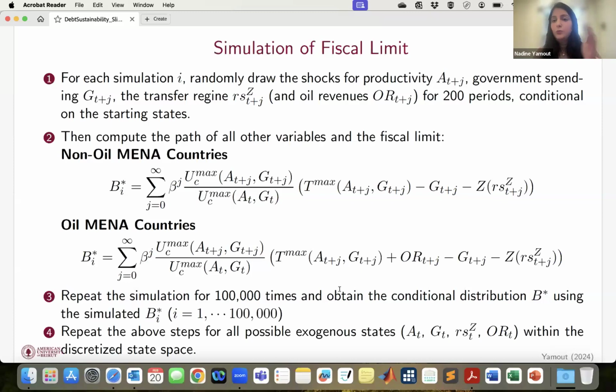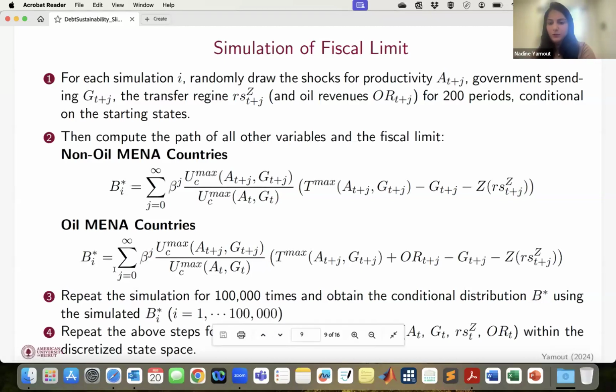From here, I can compute a conditional distribution for debt. And then I repeat all these 3 steps, from 1 to 3, again for the different possible states of the economy in terms of its productivity, the level of government spending, or for oil exporting countries, how much oil they're generating.